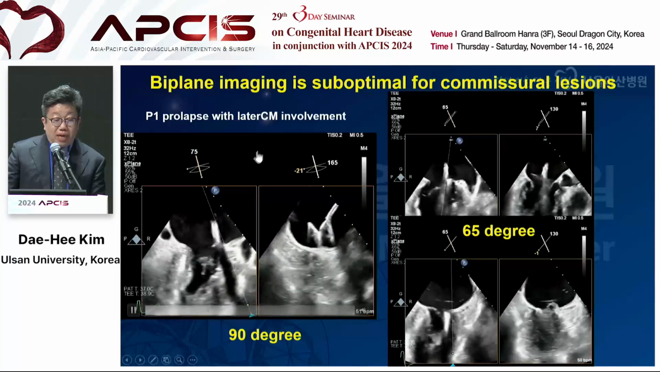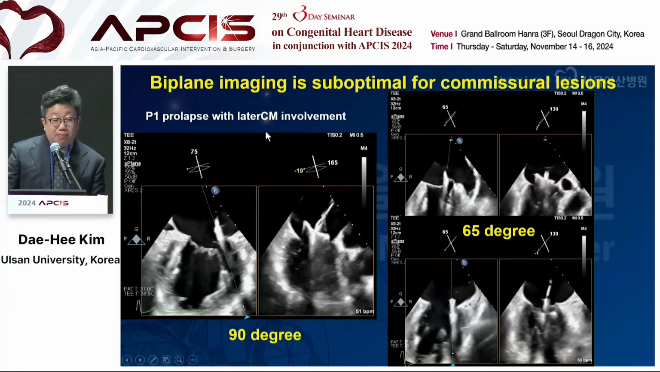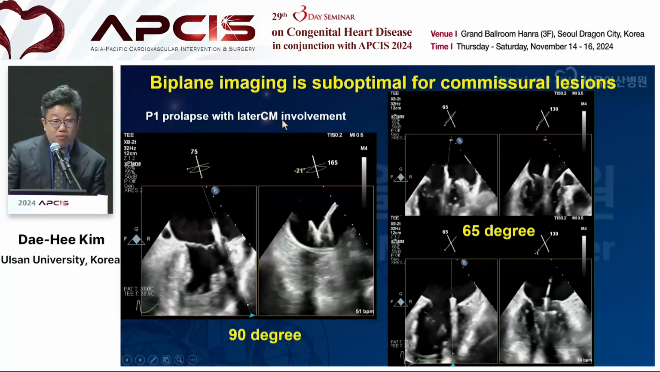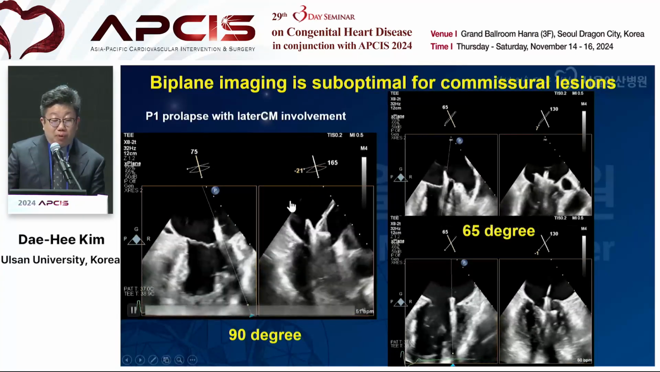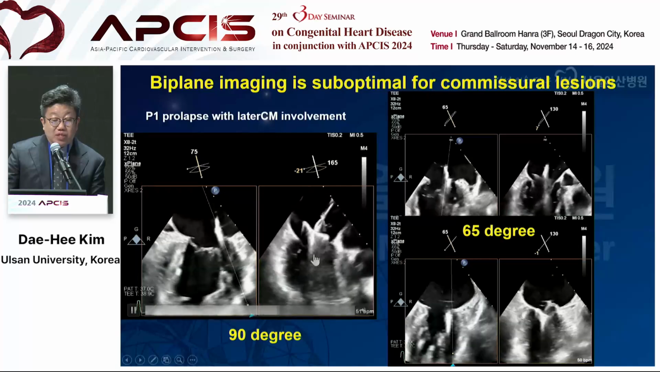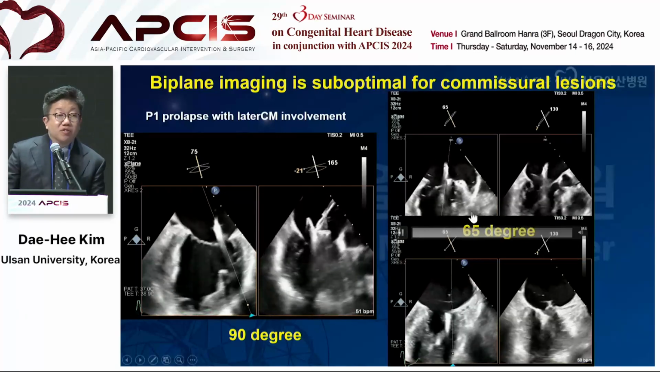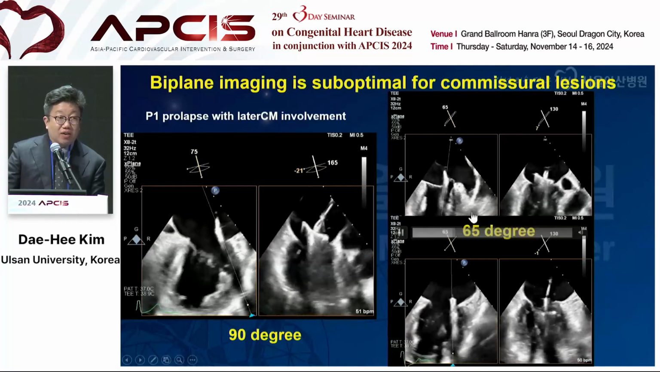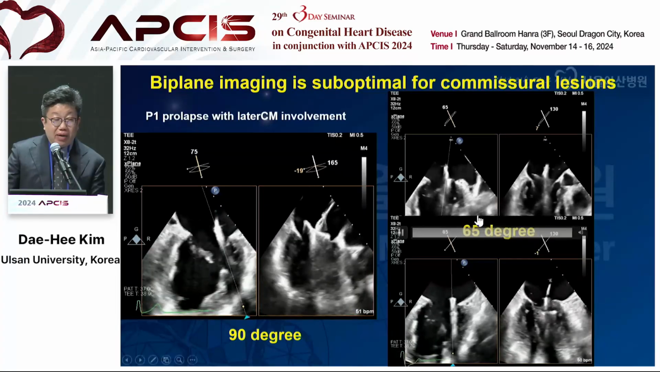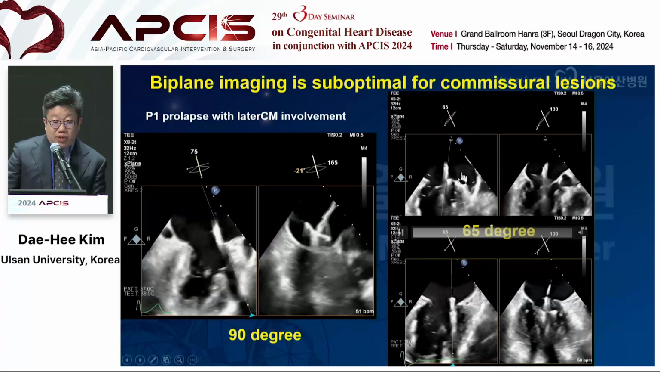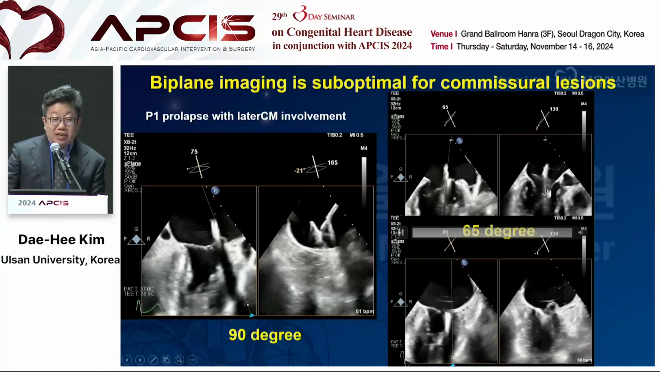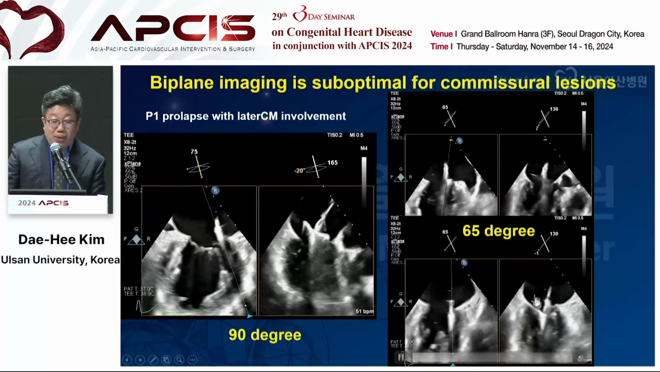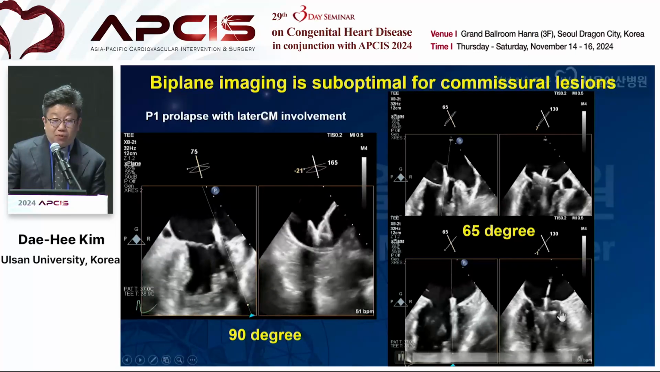The problem is, as I mentioned before, for commissural lesions, especially in this patient who has lateral commissural MR like this, 90 degrees produces a suboptimal image of the LVOT view. After we adjust the biplane angle to an acute angle, from 90 degrees to 65 degrees, the image can be optimized. The grasping plane is optimal for this patient.